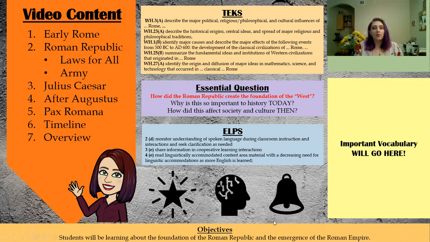As we go through, also think about our three different symbols. If you see the star, that means most likely this is a TEK or a standard. The little human brain means this is prior knowledge, something we have talked about before in some way or another. If it's the bell, most likely this is going to be on a test. Think about these three concepts as we go through the chapters.